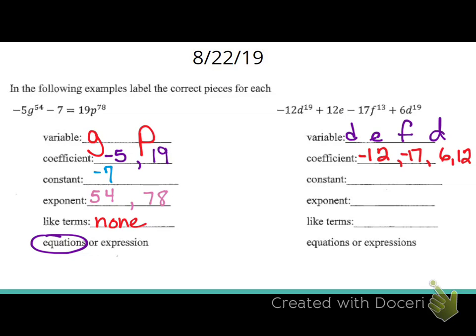What are the constants? Or are there any constants? No, there are no numbers up there by themselves, so there are none.